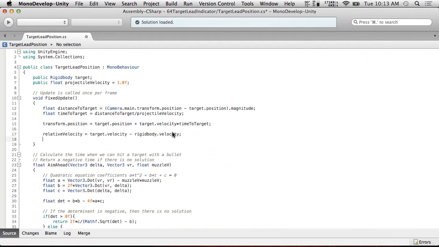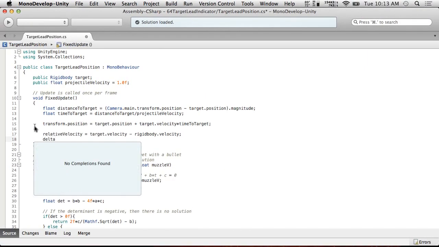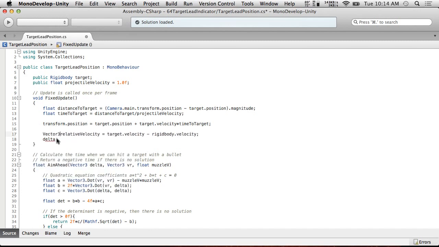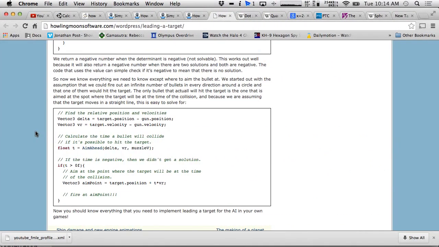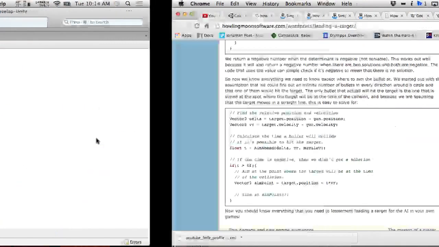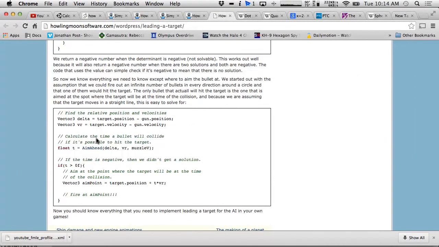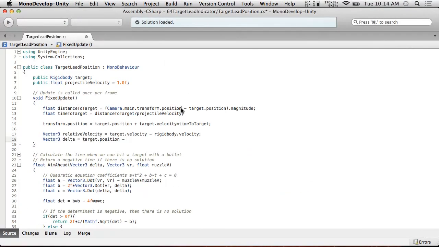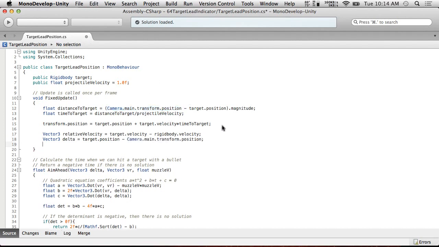So we're doing delta. This is vector 3 relative velocity. Vector 3. Oh wait, no, the delta is just the actual distance, right? No, it's not. Okay. Delta equals target dot position minus camera dot transform dot position. Yeah. We're paraphrasing his code a little bit here. And then finally we've got muzzle velocity, which is just the projectile velocity, so we can just pass that in.